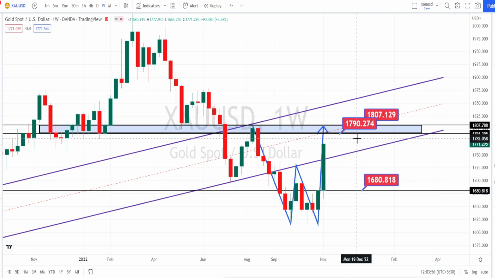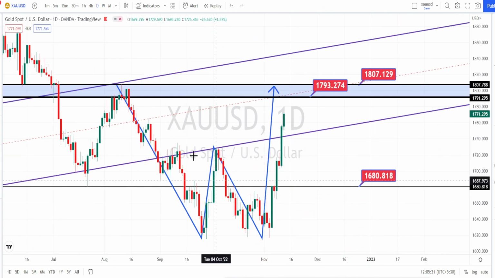So from the past price action we can understand that this area between 1790 to 1807 is going to be acting as a very strong resistance zone for the future price action in weekly time frame. Let us look at the price action in daily time frame. I'm in daily time frame.